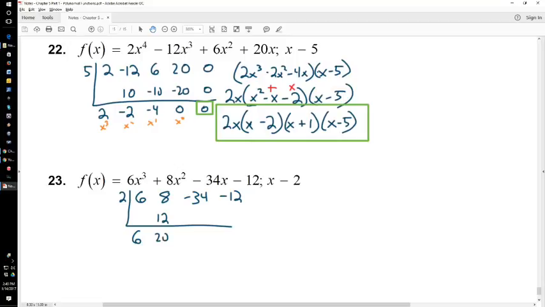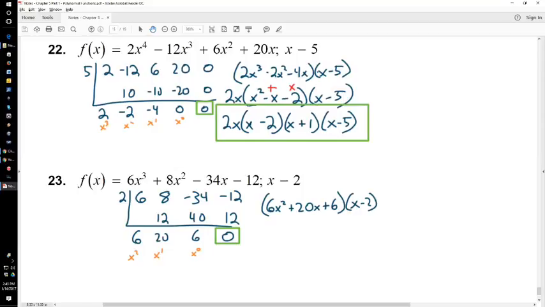20 times 2 is 40. 40 minus 34, that's 6. 6 times 2 is 12. +12. Add those up, you get 0. Because we got 0, yes, this is a factor. So just like before, that's my x to the 0, my x to the 1, and my x squared. So we've got 6x squared plus 20x plus 6 for one of our factors, and the other one is x minus 2.